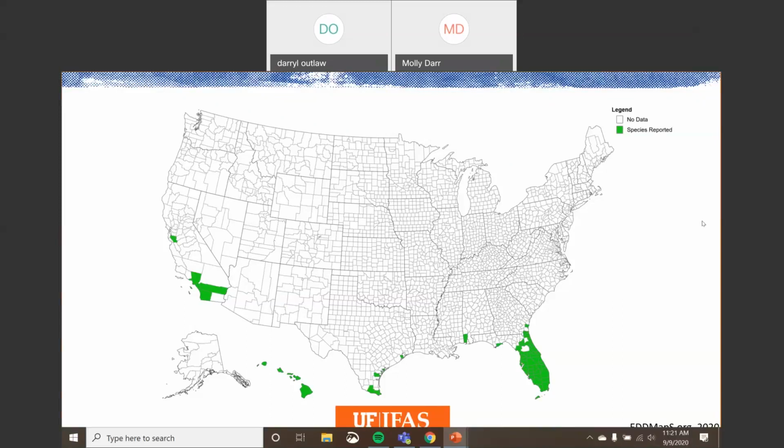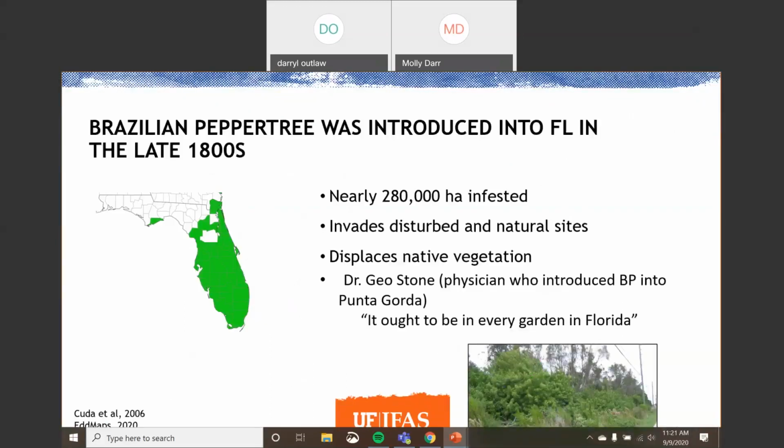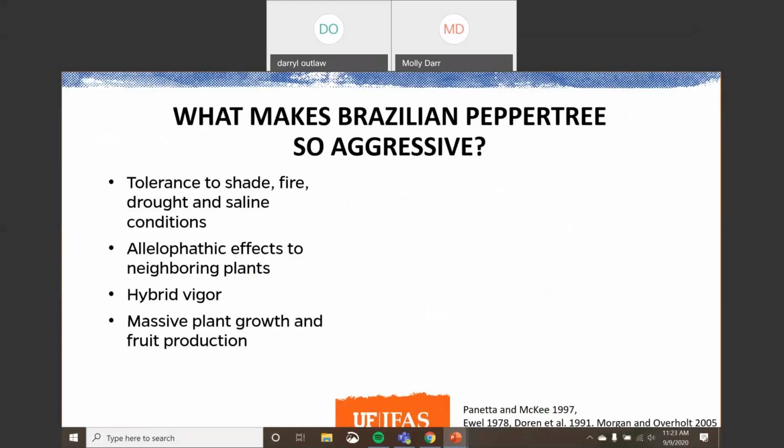This plant costs a ton of money to control in Florida. State and federal agencies here in Florida spend $2.5 million a year on publicly held conservation lands. Now, this does not include private lands. My graduate student is currently working on a project looking at how much we're spending on private lands to control this. I spoke to one landowner. He's got a very large cattle ranch. He spends $250,000 a year just on Brazilian pepper tree. So it's extremely difficult and extremely costly to control.